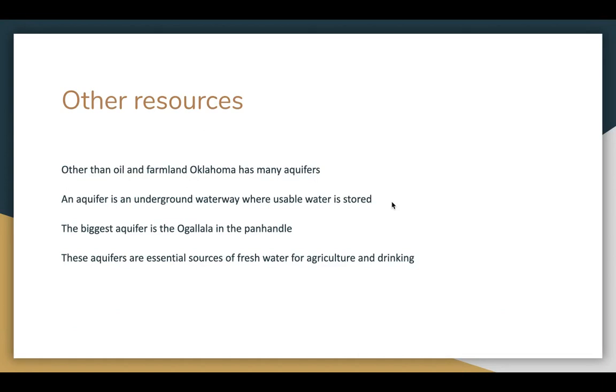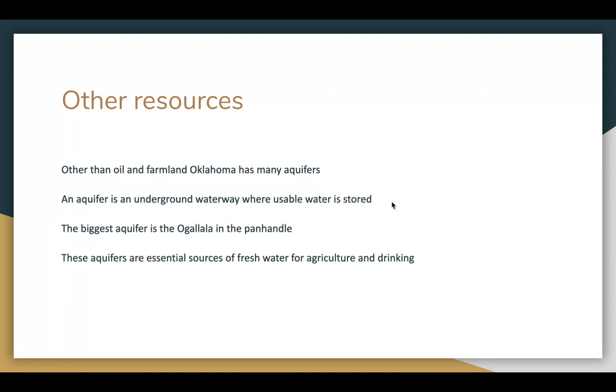Other than oil, Oklahoma has many other resources that are super important. We've talked about wind, but we also have an ocean almost of water that is sitting underneath us in aquifers. And an aquifer is an underground waterway where usable water is stored. So when it rains, it flows and fills the aquifer, and then the aquifer is where the water is stored, so it is able to be used, and then you can pump it out of the ground and use it.